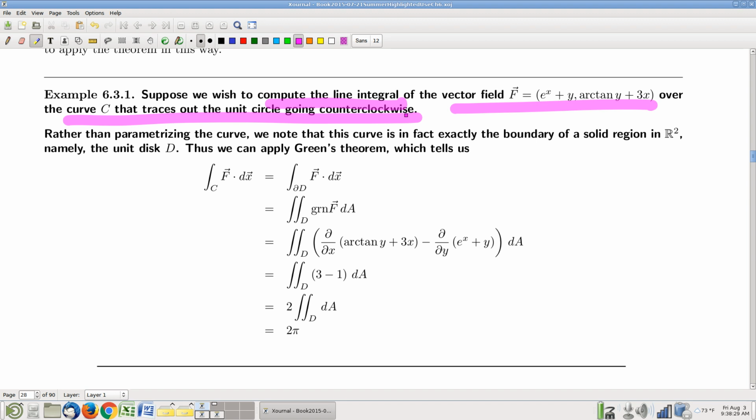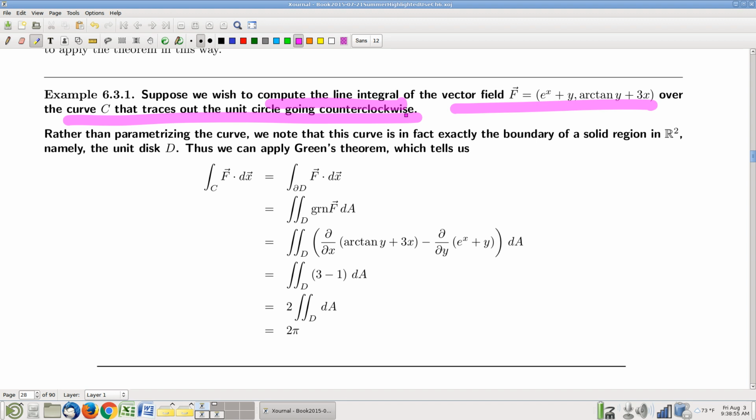Now, before I get into the solution, let me point out that nowhere in the question does it say use Green's theorem to compute this line integral. So there are several options that you could consider as alternatives to Green's theorem. And you have to decide which one of these methods is going to be most appropriate for this context. So let's go through the list.